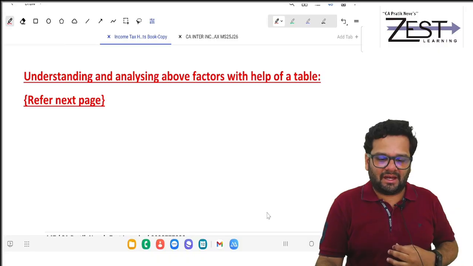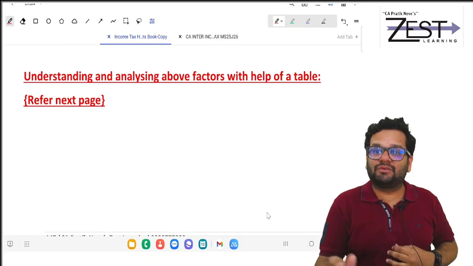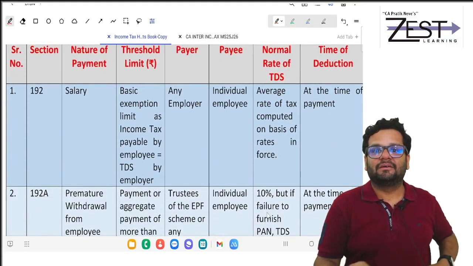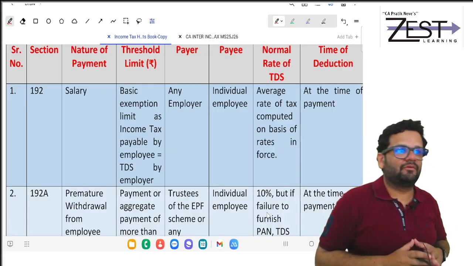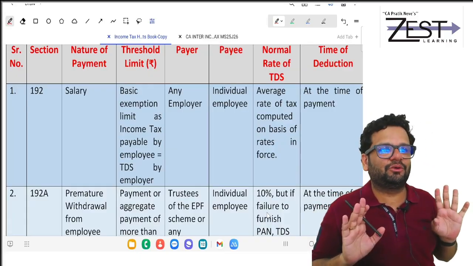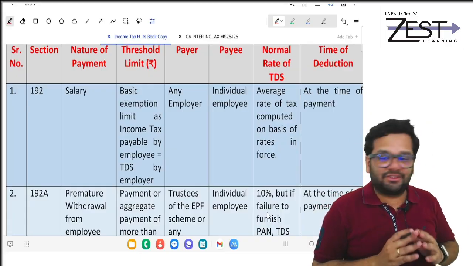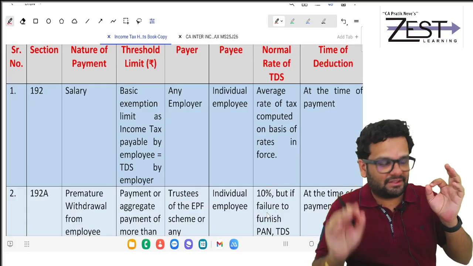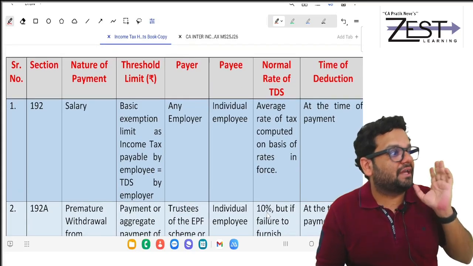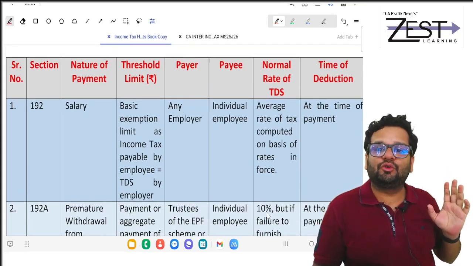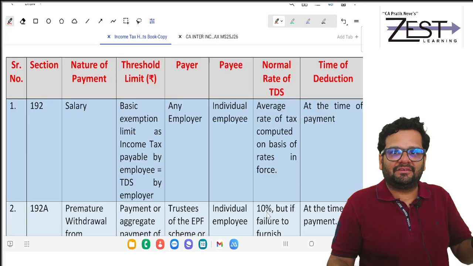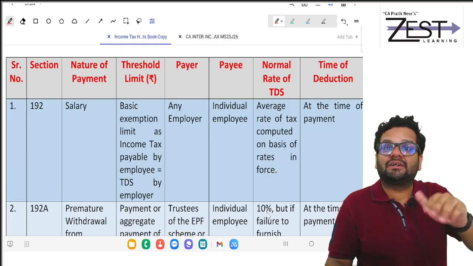So understanding and analyzing the above factors with the help of a table. Start. We have already made tables. No need to take tension. First is what? First is TDS in case of salary. Most painful for employees, that when an employee gets salary, it is after TDS.